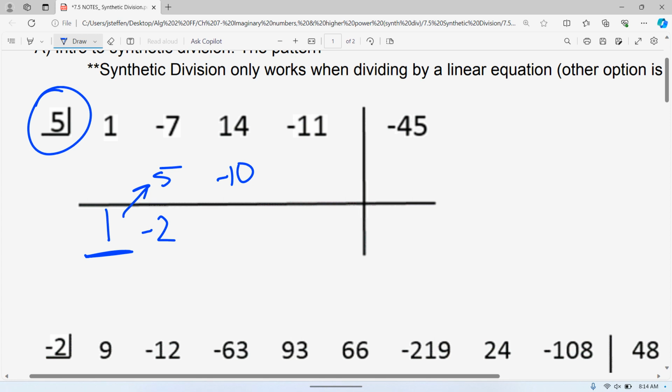But 14 plus negative 10 is positive 4. 5 times 4 is 8. Negative 11 plus 20 is 9. Times 9 is positive 45. Add those together, you end up getting 0. Now, for our purposes today, we're always going to get 0.